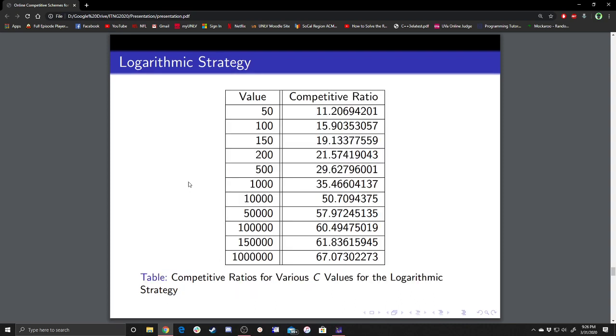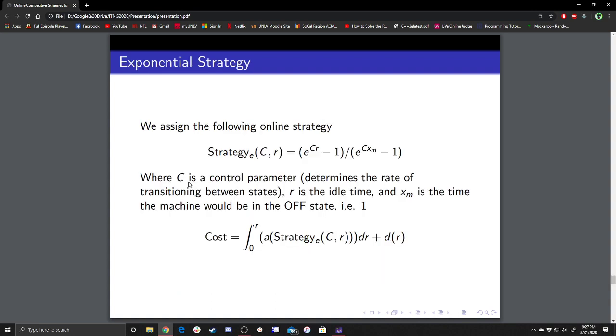So here's the table of various ones. We can see that the best competitive ratio is when the C value is arbitrarily smaller. But obviously none of these are really too good, because a competitive ratio at these high levels is not a very practical upper bound for online algorithms. So this is actually an inferior case. We're now going to look at the exponential strategy, which maps the states in a different type of pattern using e to the x essentially.